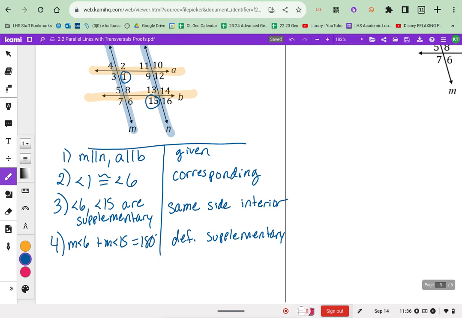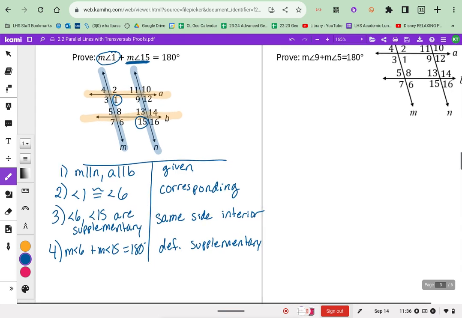Is there a sign you could write for supplementary? No, not really an abbreviation for that. Can you just write SUPP? No, go ahead and write out the whole thing. Yeah, we'll go ahead and write out supplementary. I guess you could write out SUPP if you wanted.